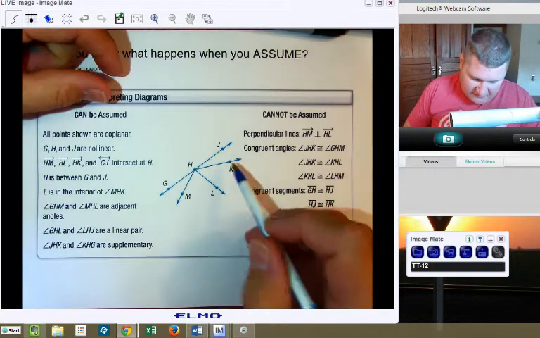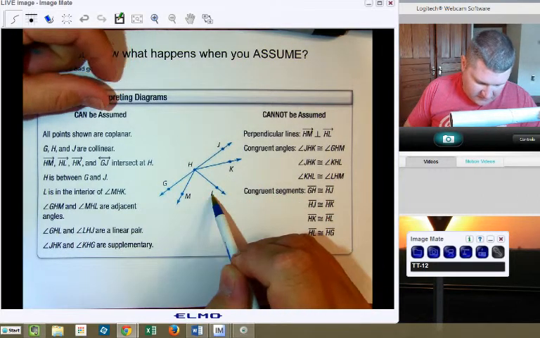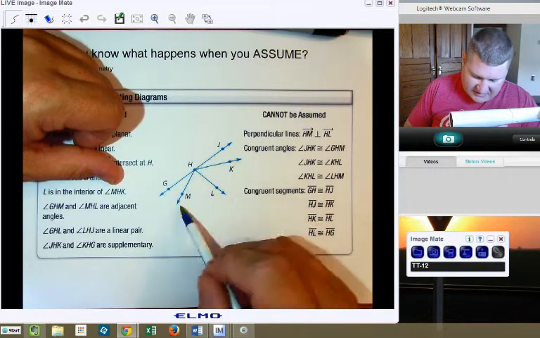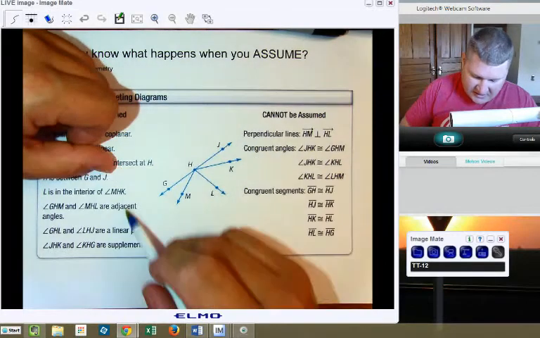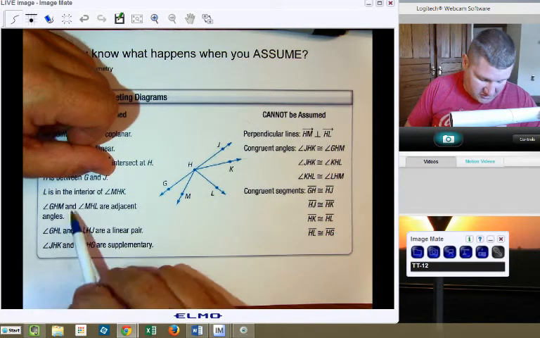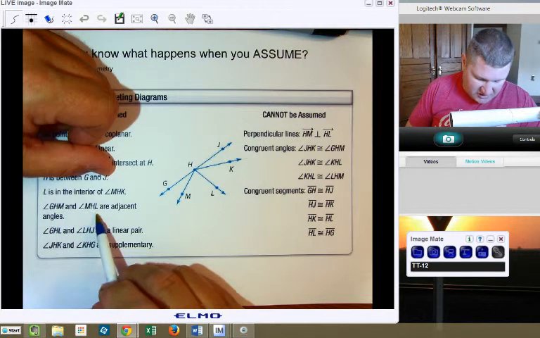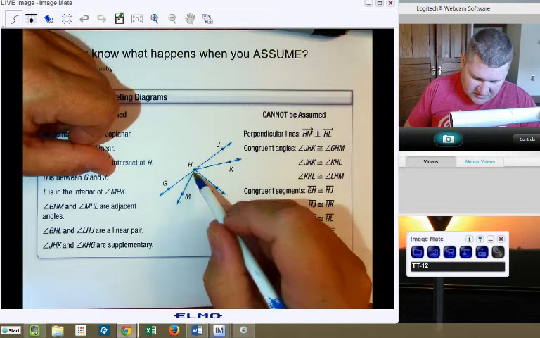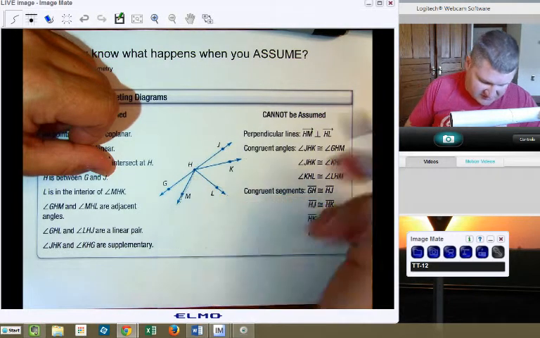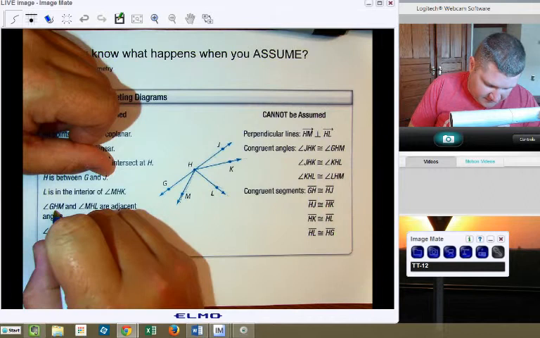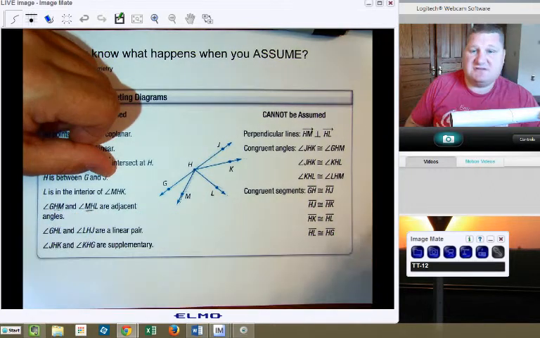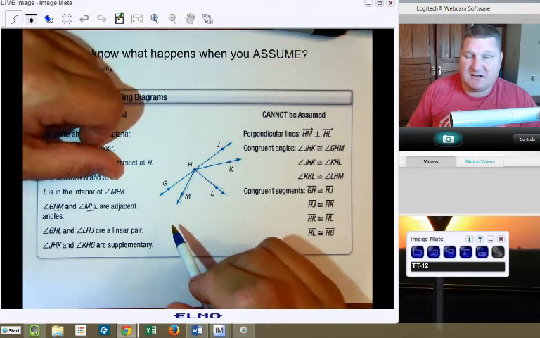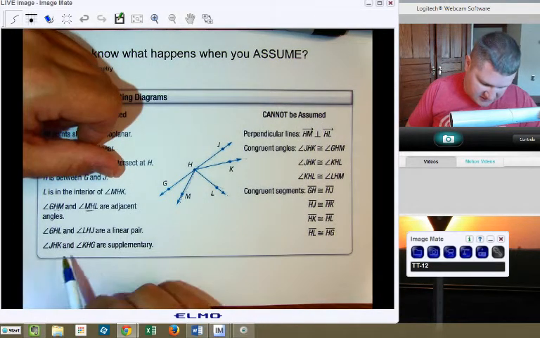We have L is in the interior. L is interior to angle MHK. Interior means it's inside it. So it's inside, not outside. Okay. We can also say that GHM and MHL are adjacent. These two are adjacent because they share the same side. You can also tell that because in their lettering, they share the same lettering, so they are indeed adjacent. Doesn't mean they're complementary, doesn't mean they're supplementary, but it means they are next to each other.